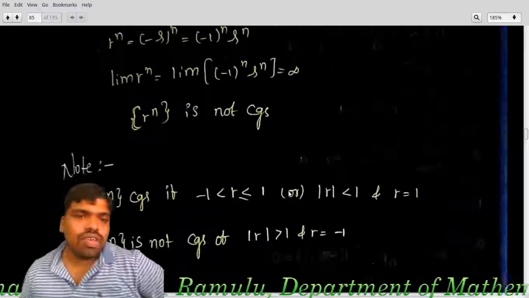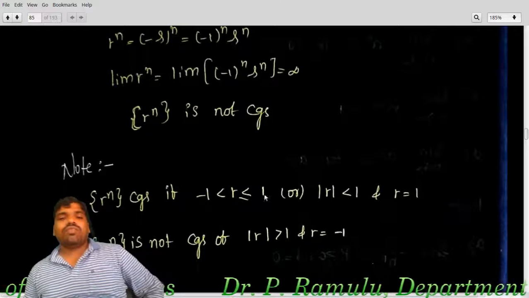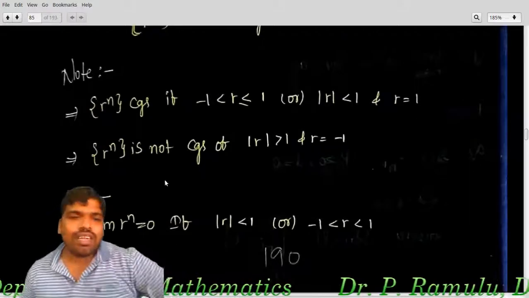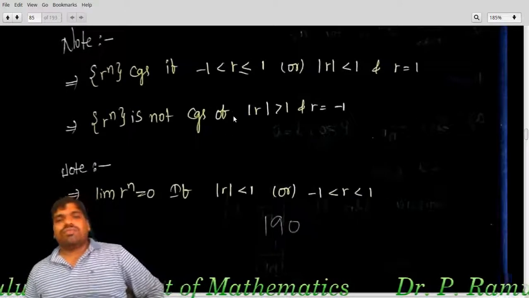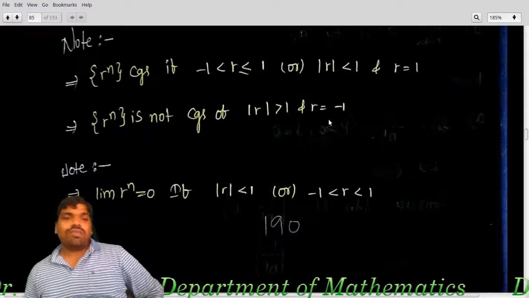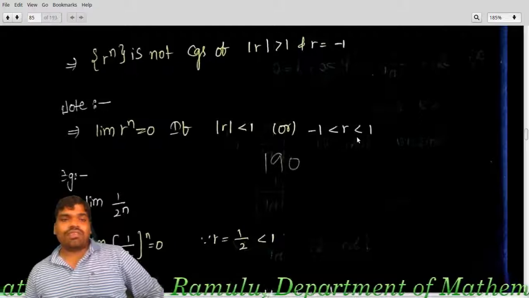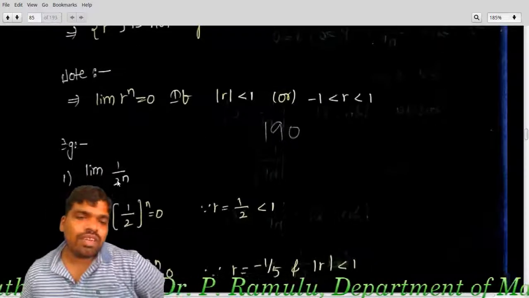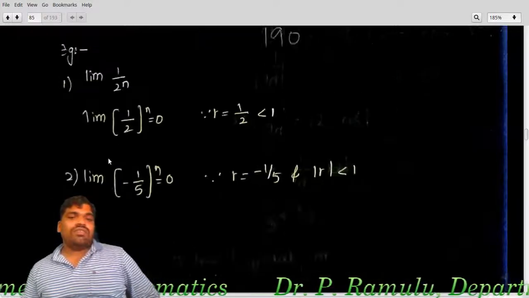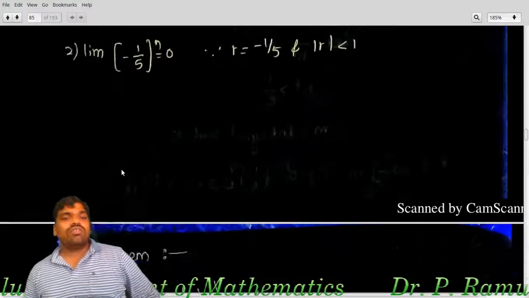So we have discussed that r^n converges if -1 < r ≤ 1, that is |r| < 1 or r = 1. r^n does not converge otherwise. So lim r^n = 0 if |r| < 1. If I take lim (1/2)^n, here r = 1/2, which is less than 1, so the limit is 0. If r = -1/2, |r| is less than 1, so this also goes to 0.